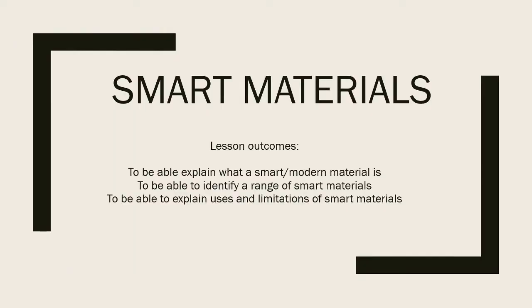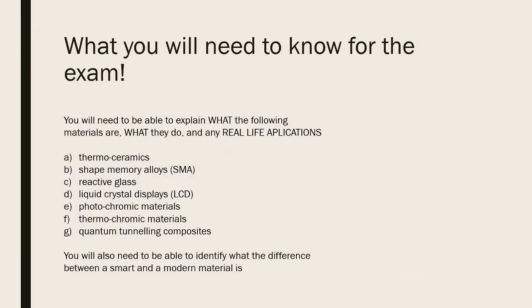Hi everyone, so in today's video we're going to look at smart materials focused on the first year content. What you're going to need to know for your exam are a couple of things. First of all, what the smart materials actually are, what they do, and then what their real life applications, what their actual uses are. The main ones you need to know about are thermoceramics, shape memory alloys, reactive glass, liquid crystal displays, photochromic material, thermochromic material, and quantum tunneling composites.